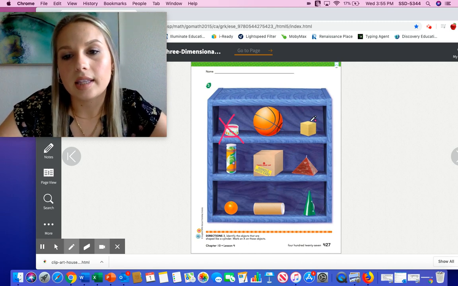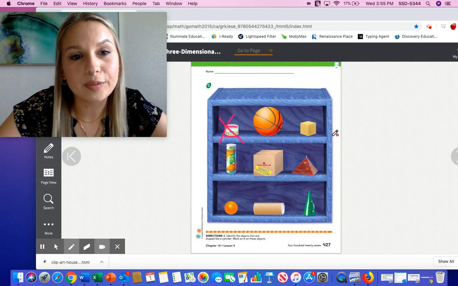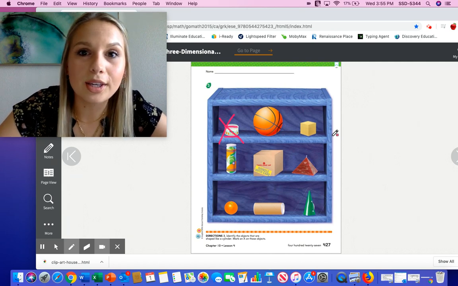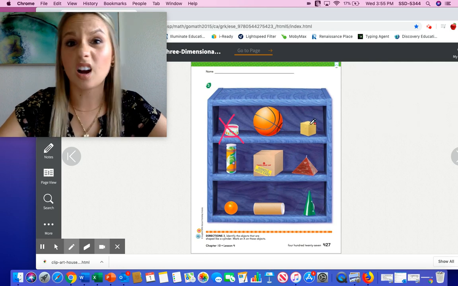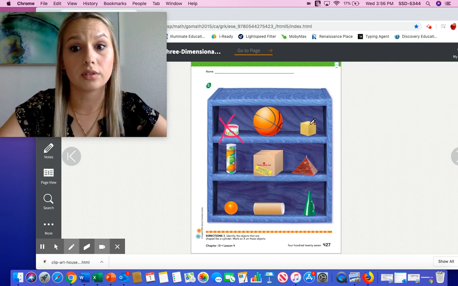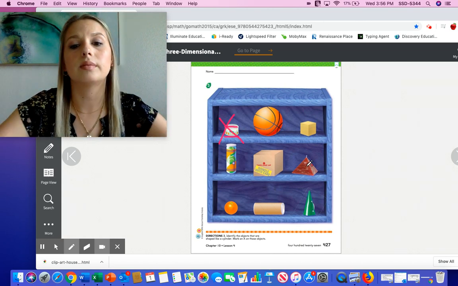All right, what about this box? Is that a cylinder? No, that's a cube. We learned about that yesterday, right? Because it has 6 flat surfaces and it's not round. It doesn't have any curves. So leave it alone.